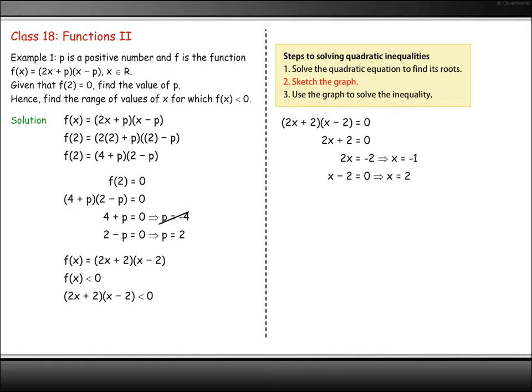Step 2. Sketch the graph. Multiply out the brackets for f(x). You can see that you have a positive coefficient for the x squared term. This means the graph is U-shaped. The roots are shown. Step 3. Use the graph to solve the inequality.